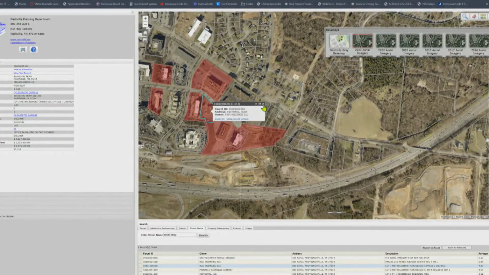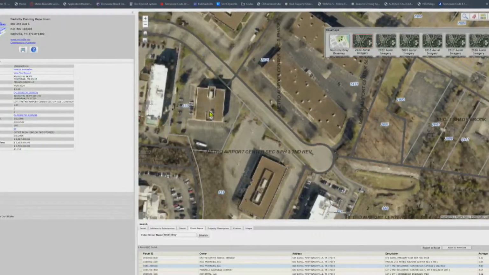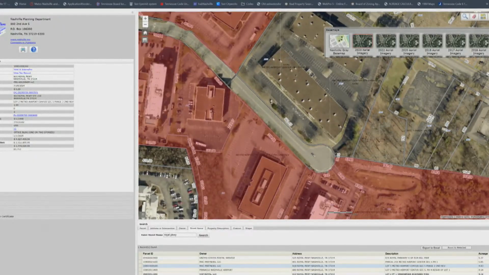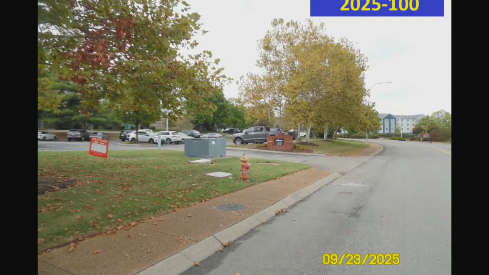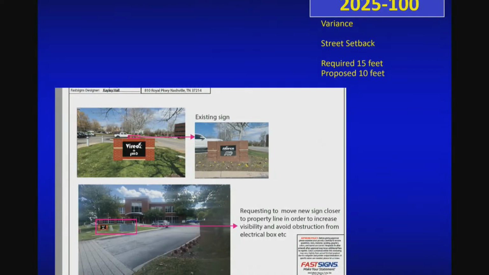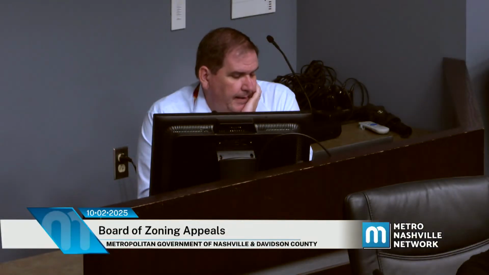Well, what is the actual request? How far are they requesting from what is permitted? How much is the encroachment into the front setback? The measurement I took when I visited is approximately a 5-foot encroachment into the setback from the back of the sidewalk that you see in this photograph.